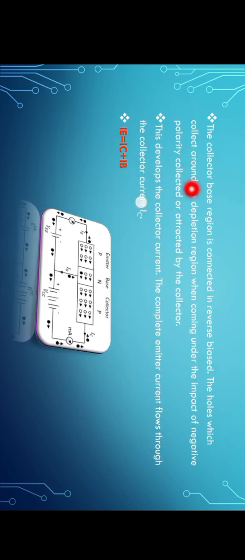The collector-base region is connected in reverse bias. The holes which collect around the depletion region develop the collector current. The complete emitter current flows through as the collector current IC. IE equals IC plus IB.